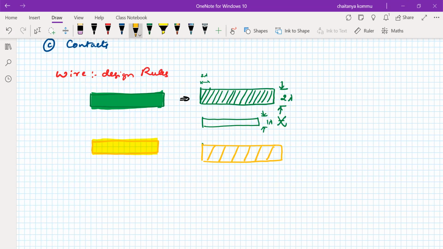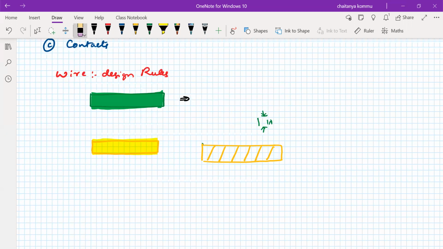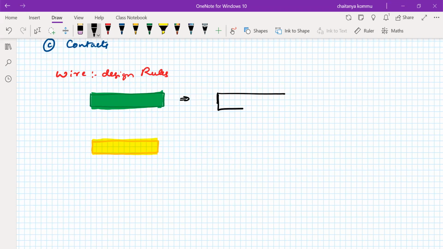Suppose you have your colors, use these colors in this fashion. If you don't have any colors, suppose, for example, you have only black ink. Then we have to use this black ink, and you have to use forward slashes, something like this. And it should mention its size is 2 lambda.